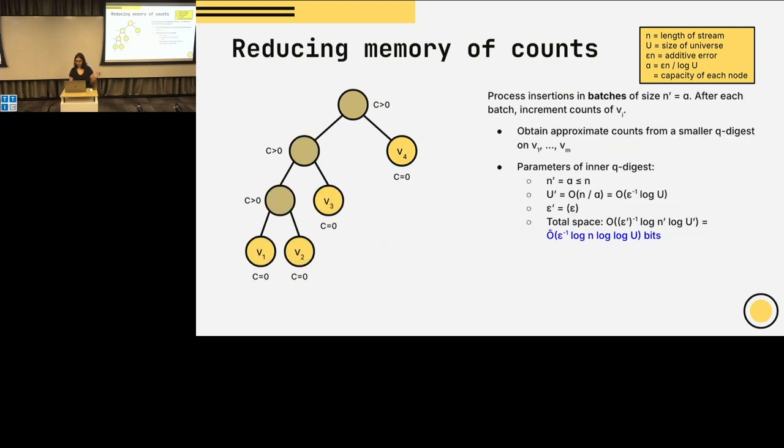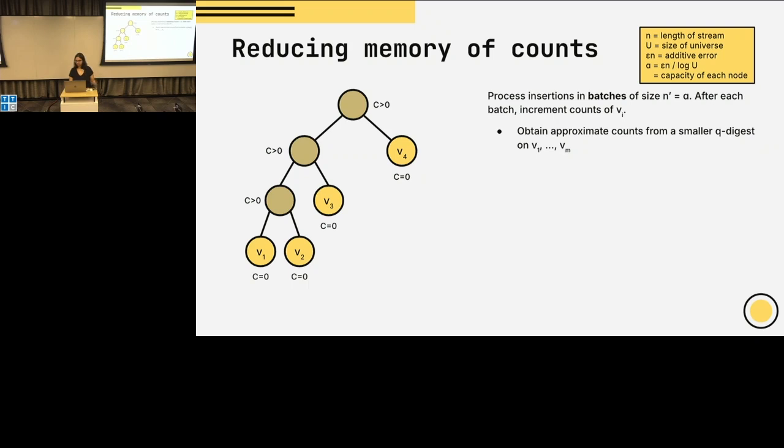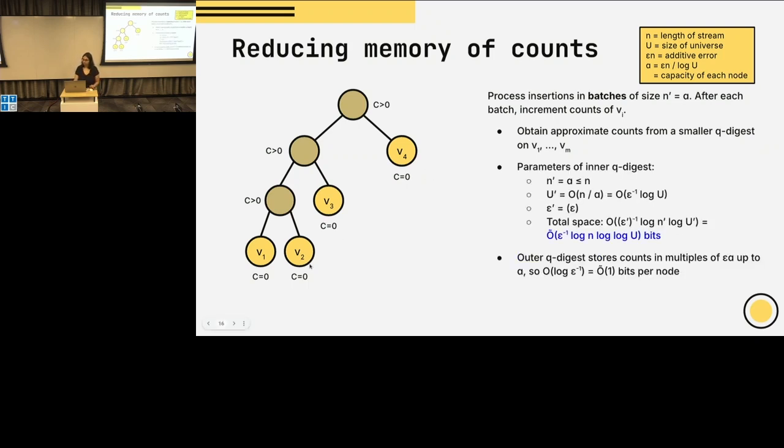Okay, so I guess since we've gone through this, the main idea was that we're going to process our insertions in batches of size n prime, which we're currently setting to alpha, and our goal is to obtain approximate counts from a smaller Q digest of v1 through v4. So let's do the parameters a little bit now.